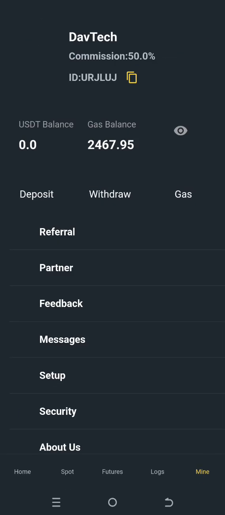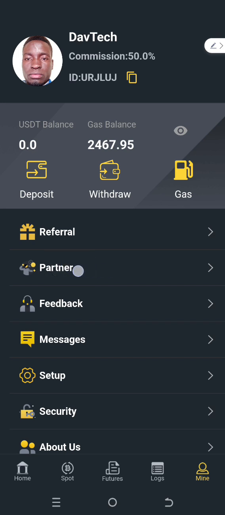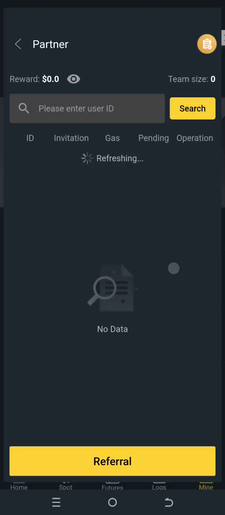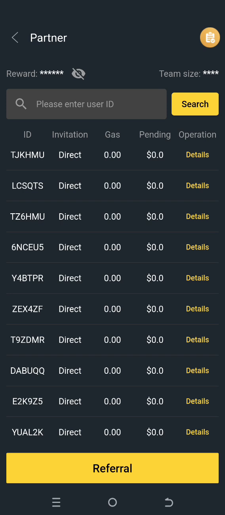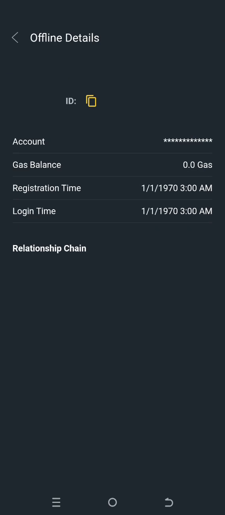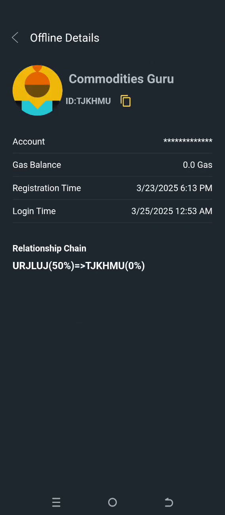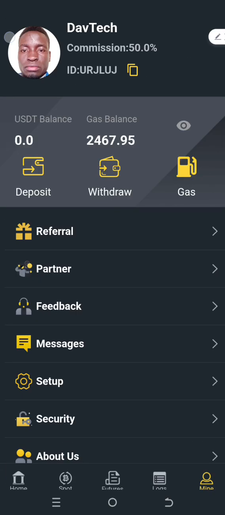Right, we go to the next page. Now the next one here is where you're going to see people you have referred. So if you tap on it like this, you're going to see the number of people you have referred, the money you have earned, and even the people who have activated. If you click on the details here, because here it has the ID, invitation code, then the gas pending, then operation, you can see the name of the person and the commission that person is earning from here. Please contact customer support and activate your referral commission before you start doing referrals.